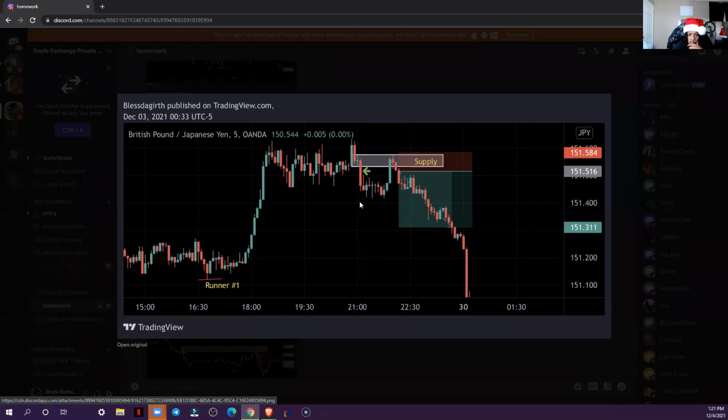I'll take that because there's liquidity down there. We got gaps all right here. This is all gaps because there is no pullbacks. I'm taking that every day.